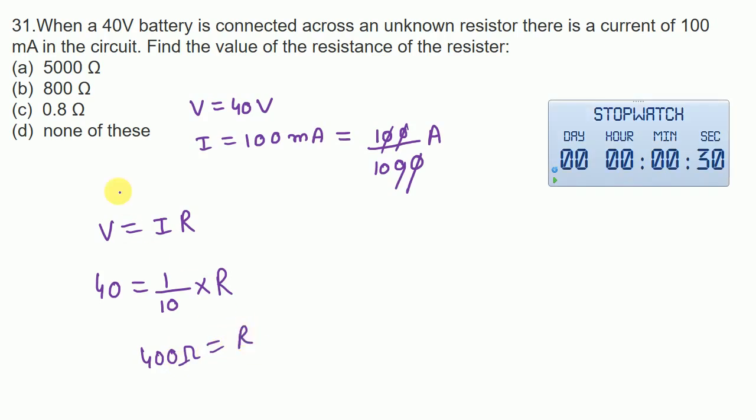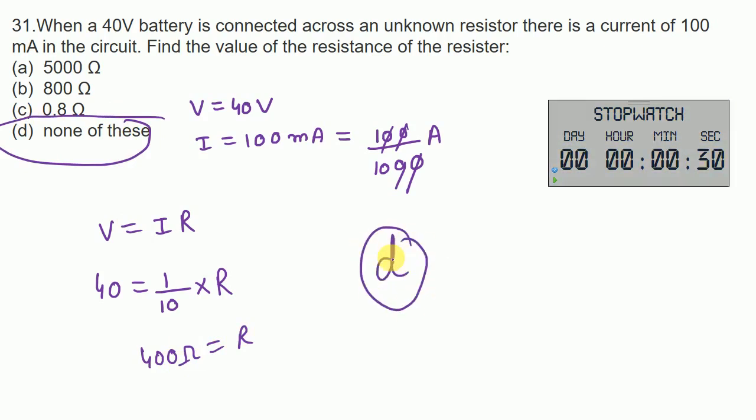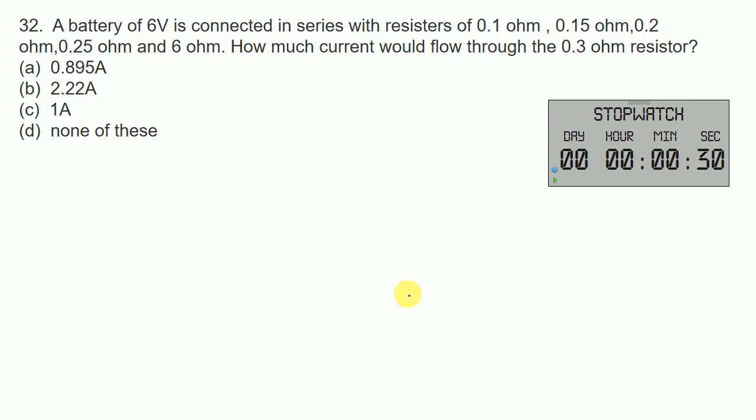So the option is not there, so none of the above. So obviously which option is correct? Option D is correct. Clear? Okay, next.